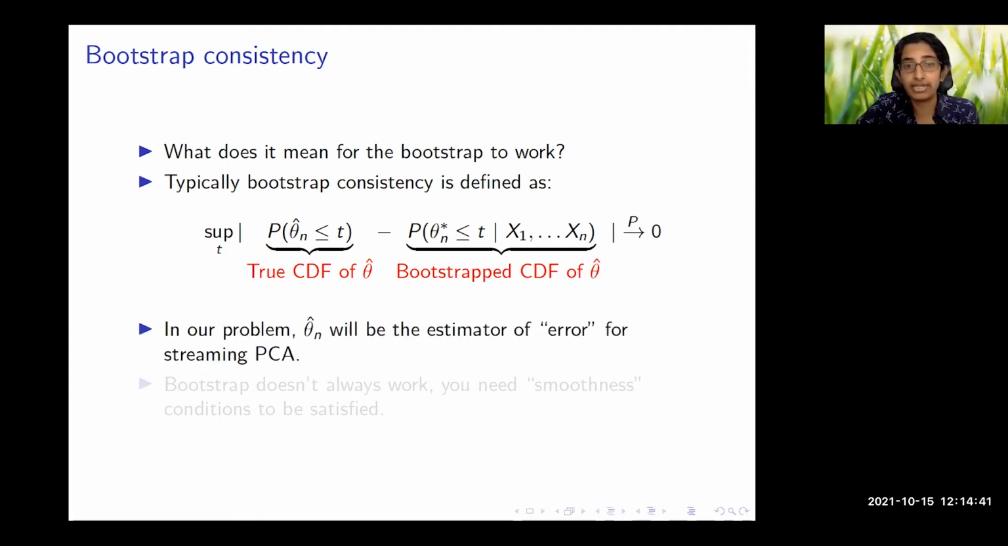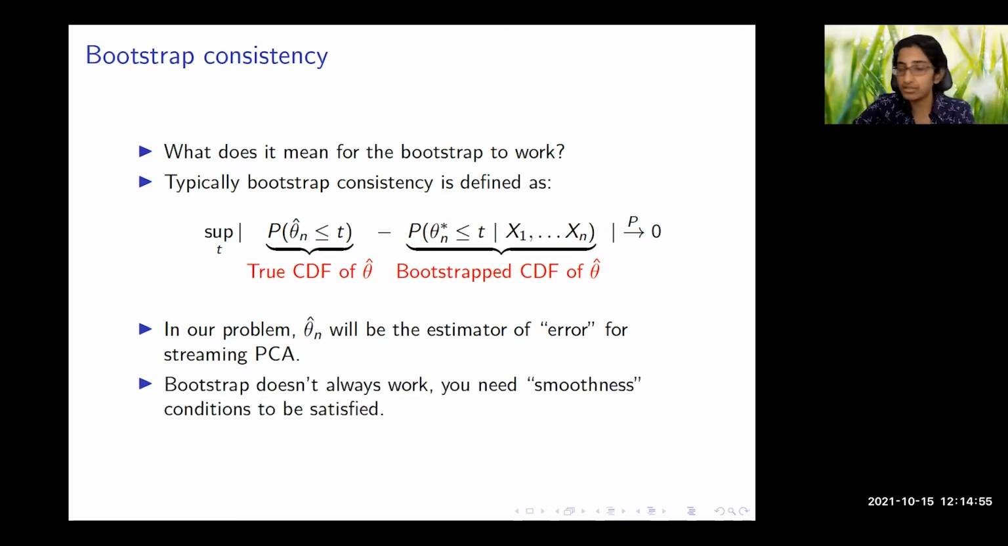In our case, our theta n hat is going to be some sort of an estimate of error for streaming PCA. That's where we are going to plug things in. Something to always remember is that it doesn't always work. You need certain smoothness conditions to be satisfied. We are not going to get into that. In our case, things will go through.